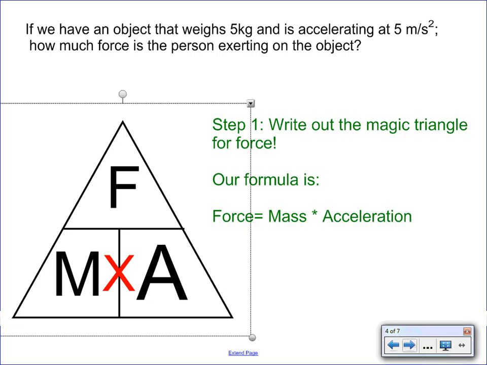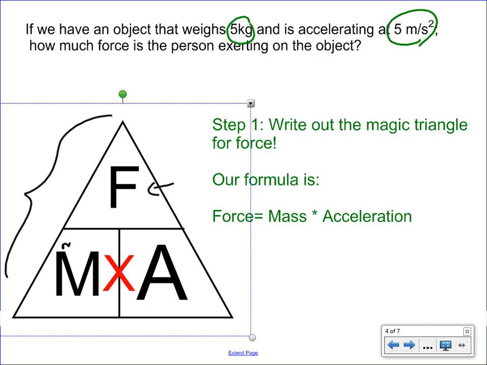Our problem. We have an object that weighs 5 kilograms, and it is accelerating at 5 meters per second squared. How much force is the person exerting on that object to make it move? Step 1. Write out the magic triangle. That's what we have right here. Our force is on top, then we have mass times acceleration. We also write the formula off to the side.